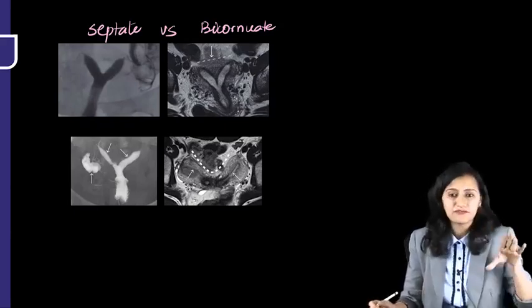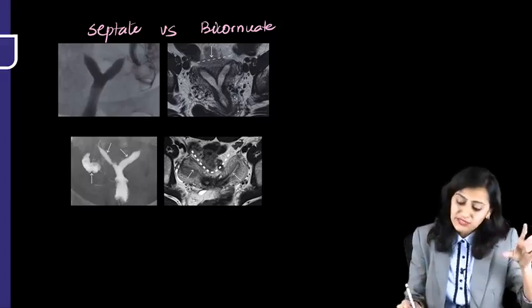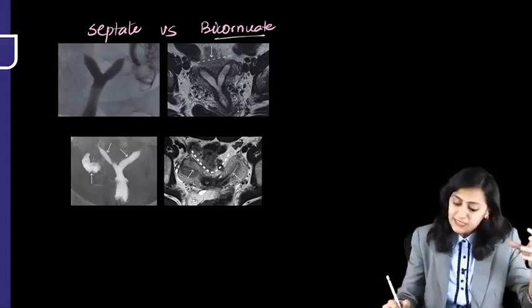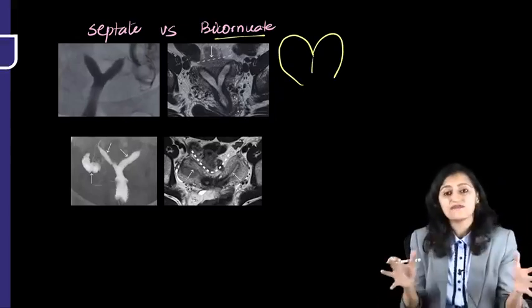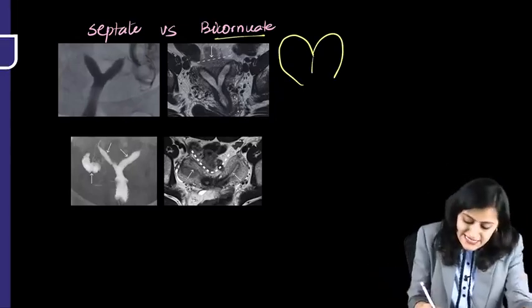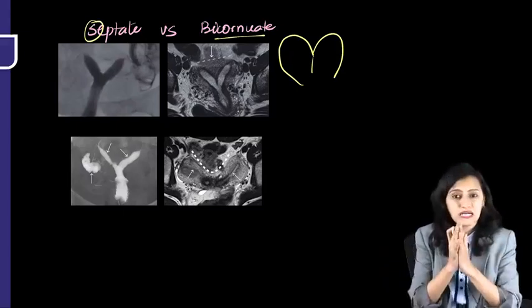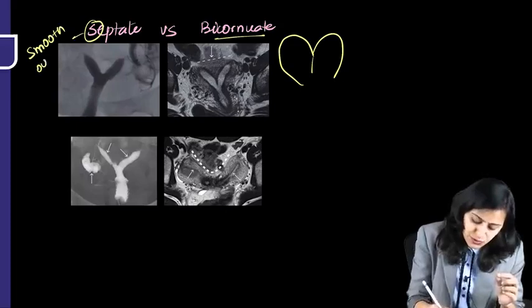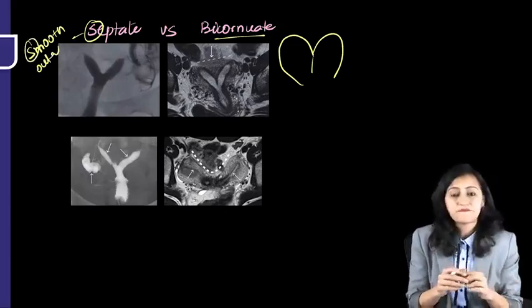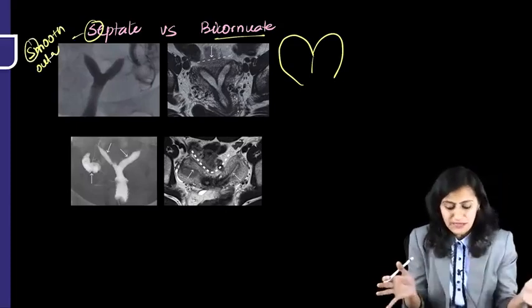Now understand the difference. Bicornuate uterus is a fusion abnormality. So the outer surface is also separate. The inner surface is also separate. In septate, the fusion has occurred. So it has an S for S. Remember, it has a smooth outer surface. It is the endometrial cavity which is separated.